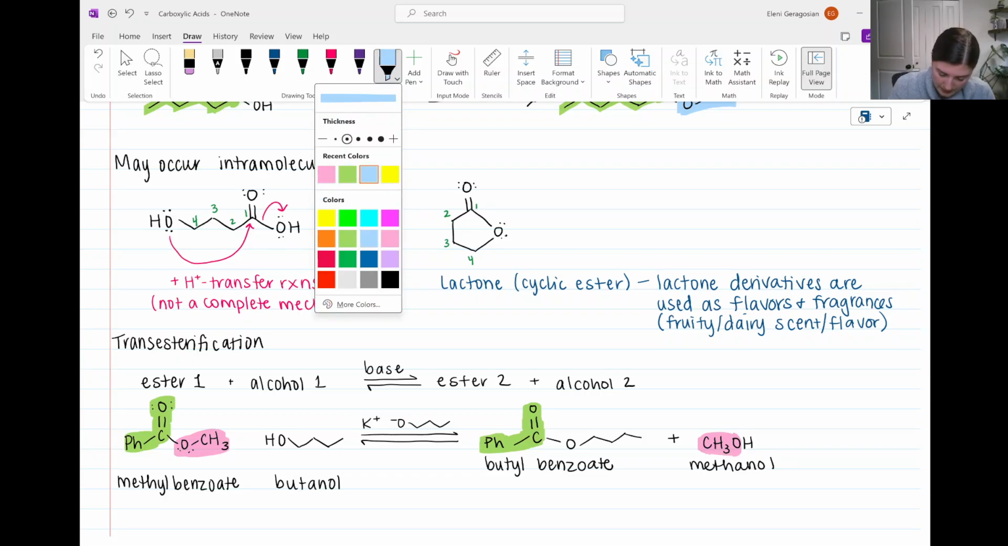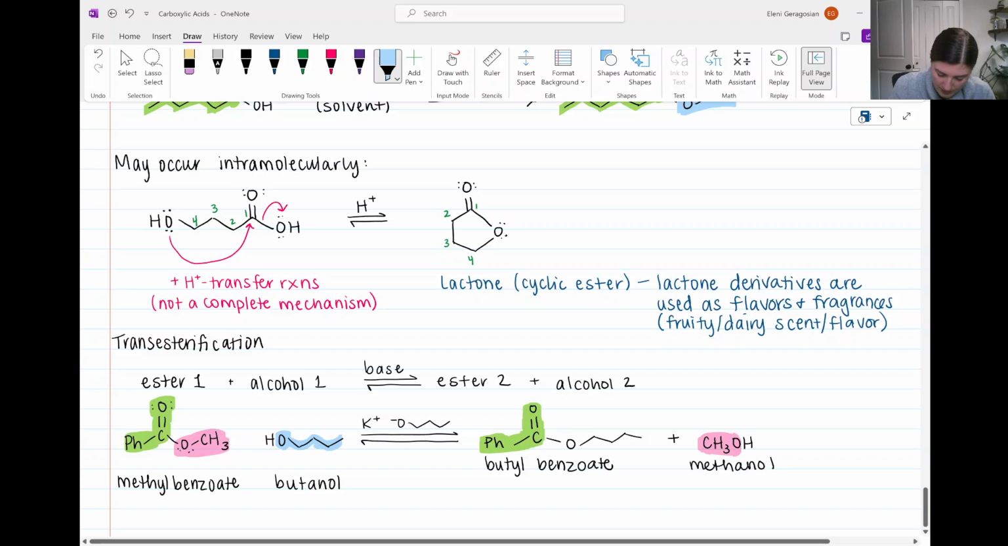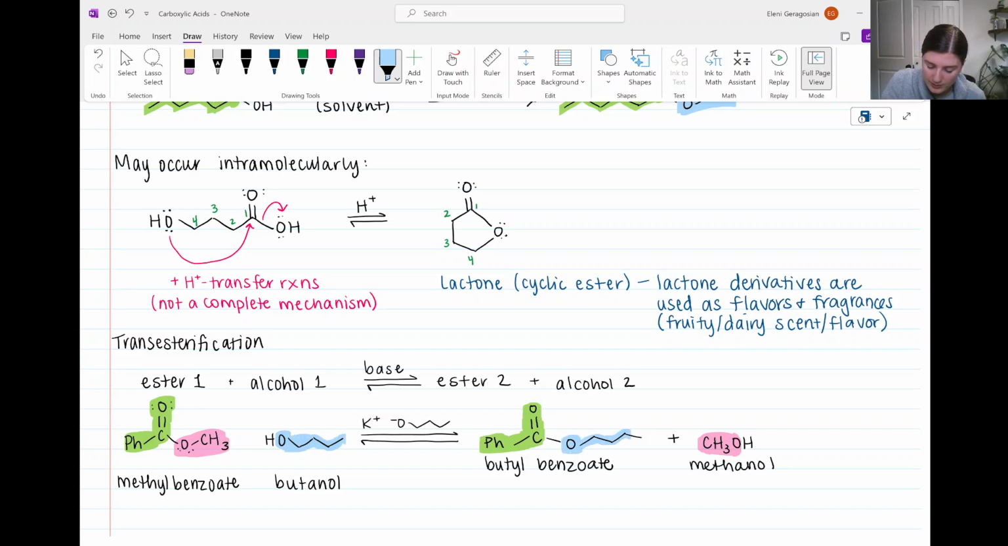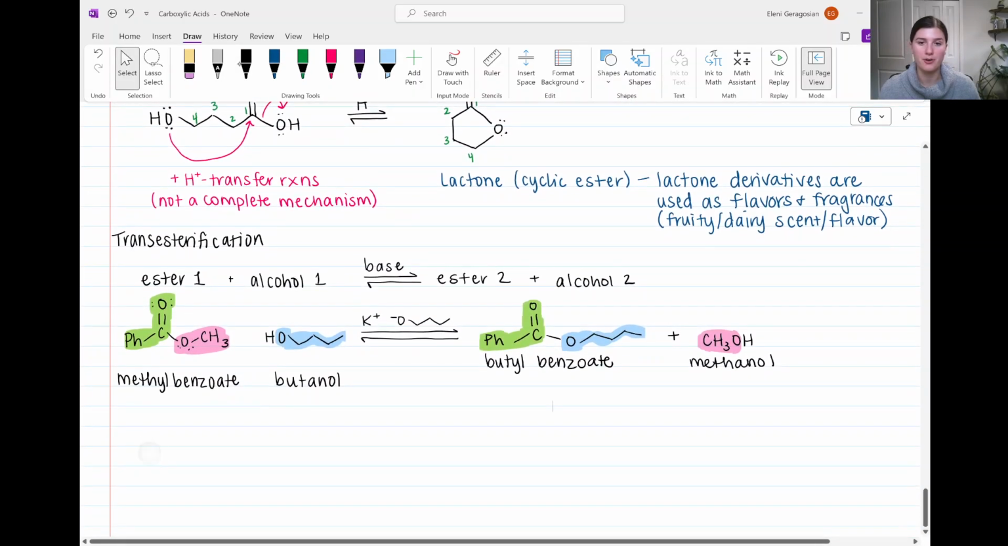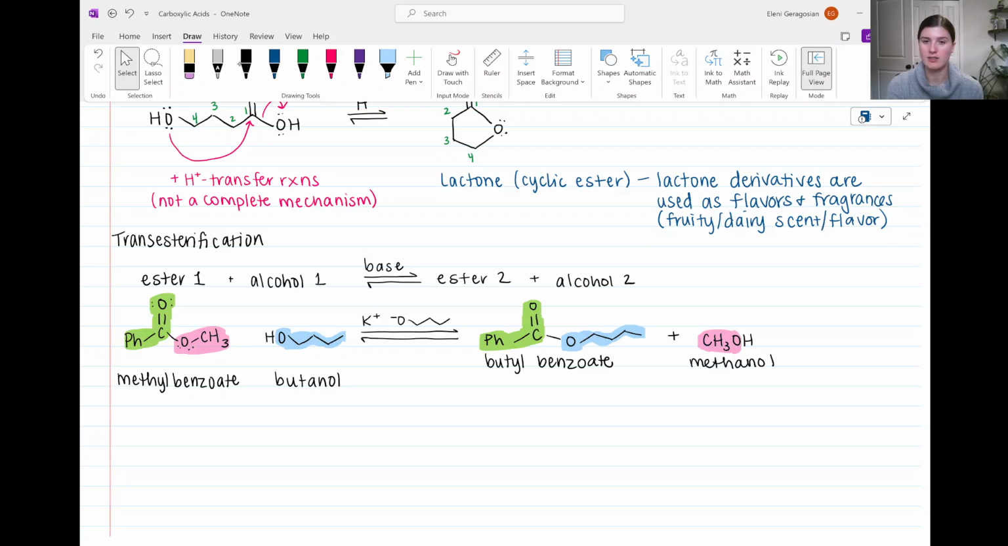And then this oxygen with the 4 carbon chain is now present in the second ester, so the product ester. Now in this reaction, one ester, for the most part, isn't favored over the other. And so this reaction is driven forward by using excess butanol, in this case, so excess reagent, or distilling or removing the methanol product, so that second alcohol.